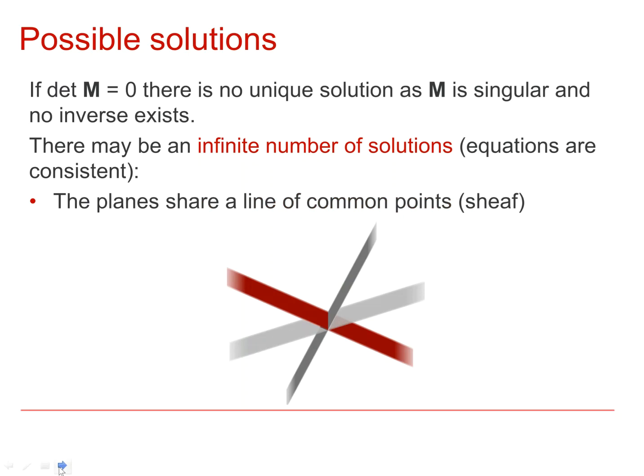If the planes are distinct, then they will share a line of common points and form what is called a sheaf, as illustrated here. Note that for AS Further Maths, you do not need to be able to work out the line of intersection.